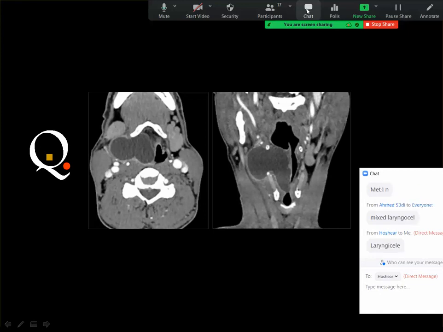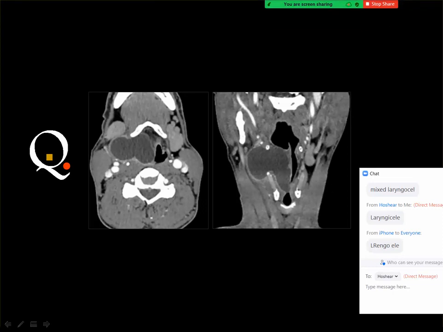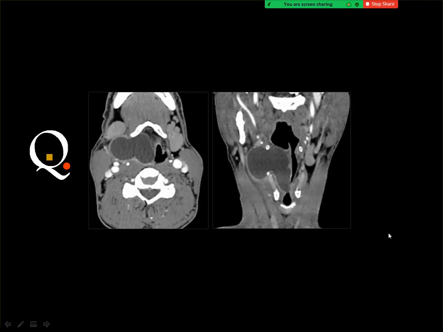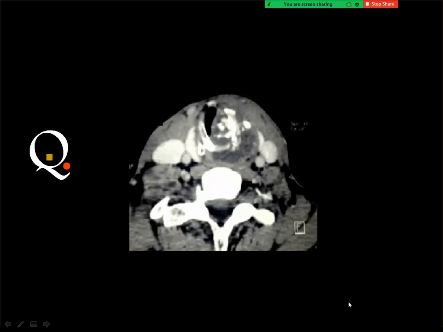Yes, if the lesion is filled by fluid, it is a saccular cyst. If it is filled by air, it is a laryngocele, and this is a mixed saccular cyst because it has a component inside the larynx and another one outside the larynx.